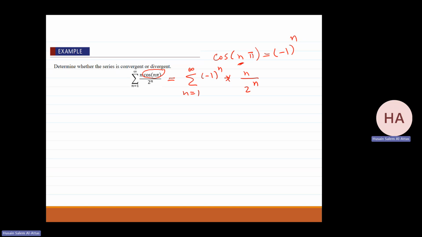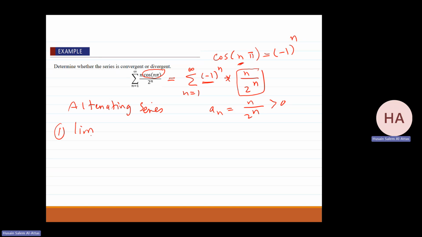And that one is alternating, since this term is positive, and the one which makes it alternate is minus 1 to the power n. So I have an alternating series. Okay, now let's go to the conditions first.